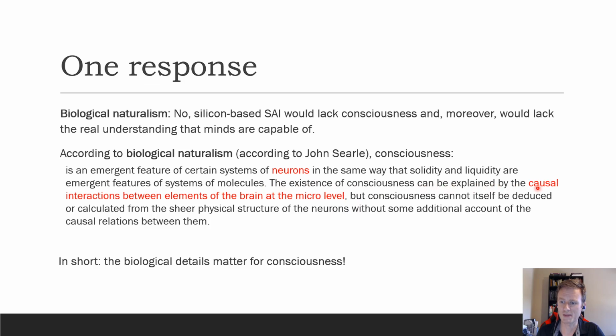The existence of consciousness can be explained by the causal interactions between elements of the brain at the micro level, just like liquidity can be explained by the interactions between water molecules at the microscopic level. And again, if you were to change out neurons for some other silicon thing, you would not have consciousness, just like if you were to switch out H2O for another molecule like coal, you would no longer have liquidity. So in short, the biological details matter for consciousness, according to biological naturalism.